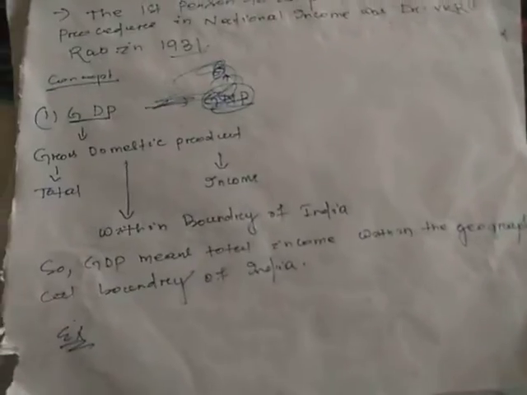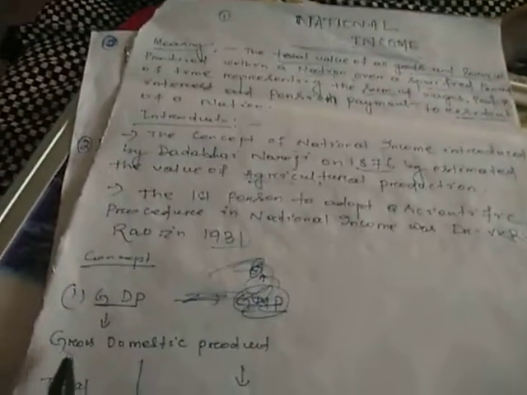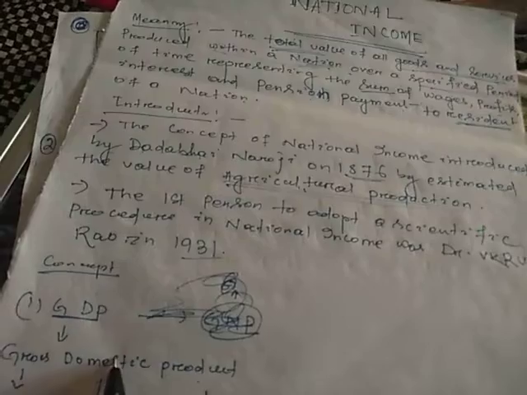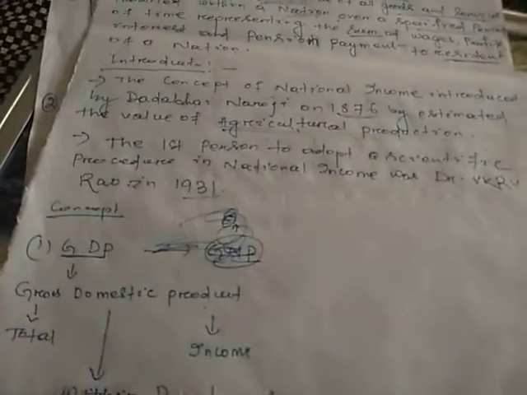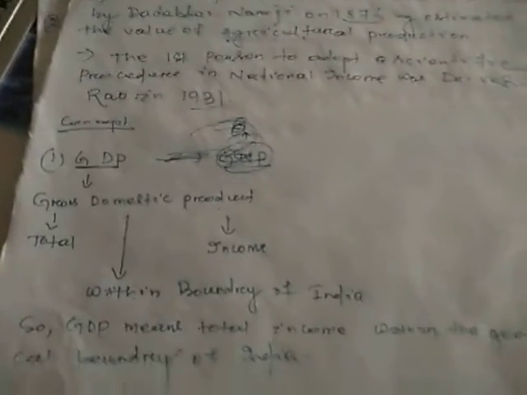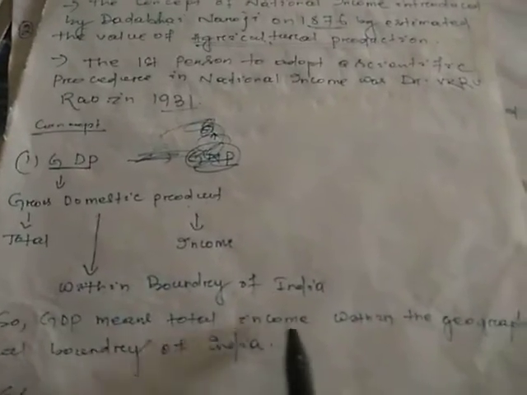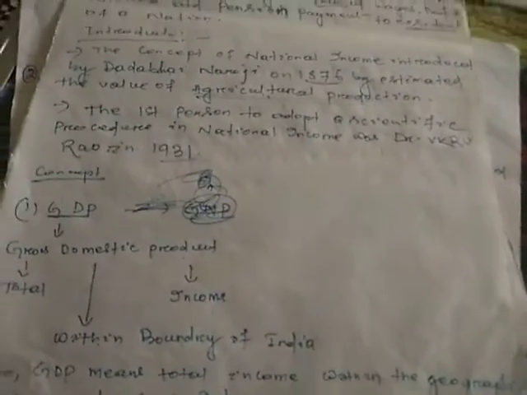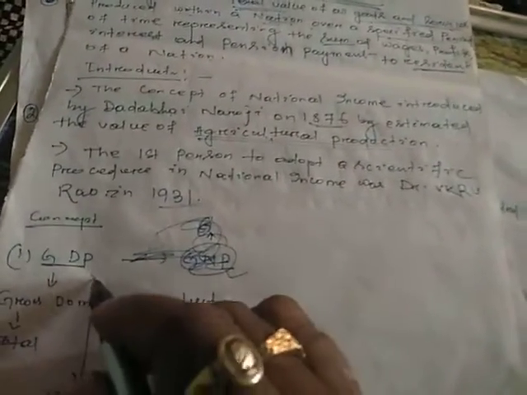What is GDP? GDP means gross domestic product. Gross in the sense of total. Domestic in the sense of within the geographical boundary of India. In the book, you have to find the geographical boundary of our country. So within the geographical boundary of India. Then product in the sense of income. So what do you mean by GDP? GDP means total income within the geographical boundary of India.